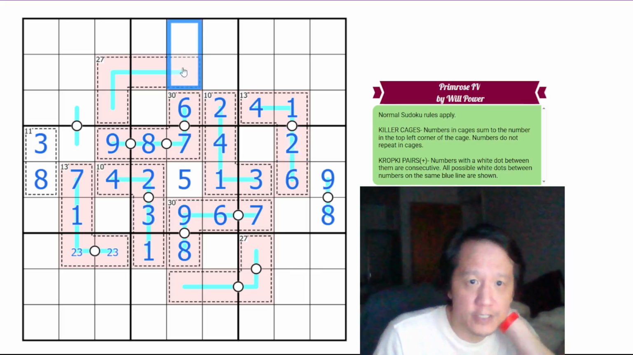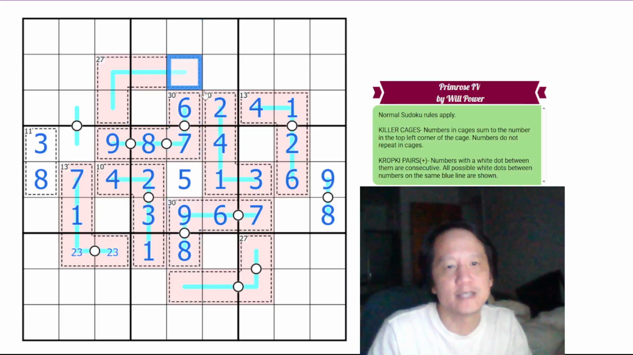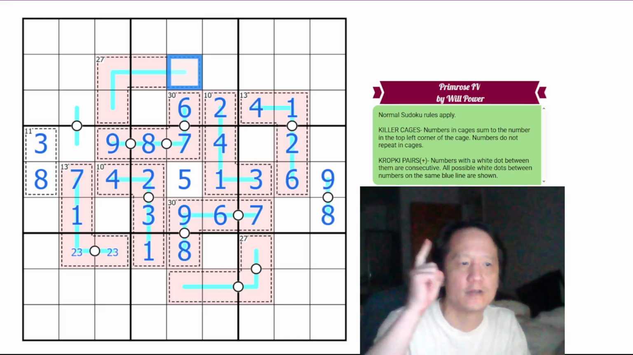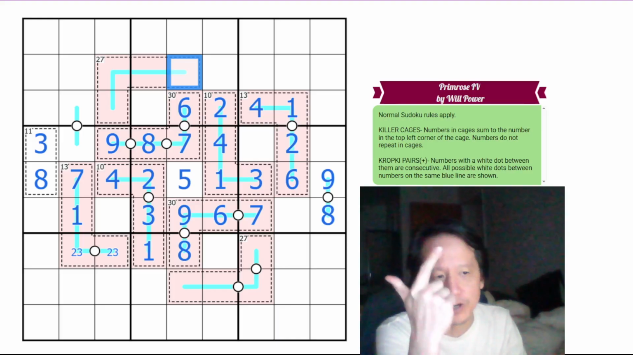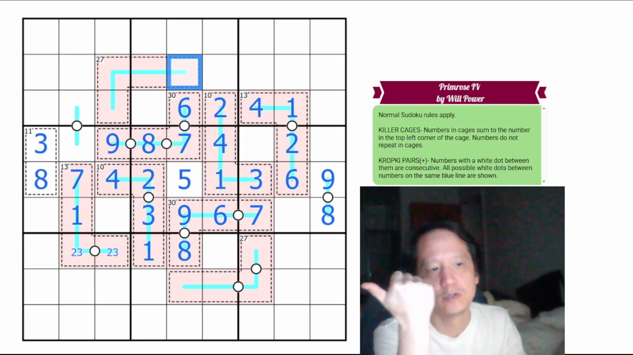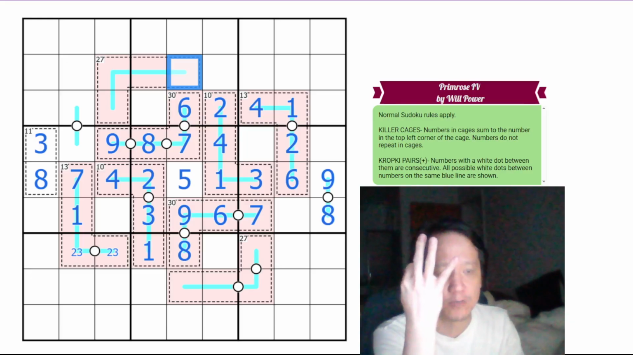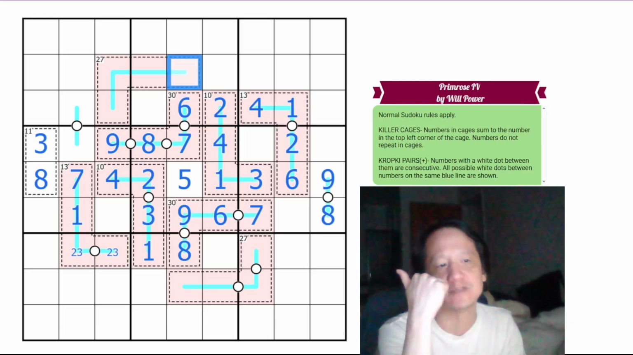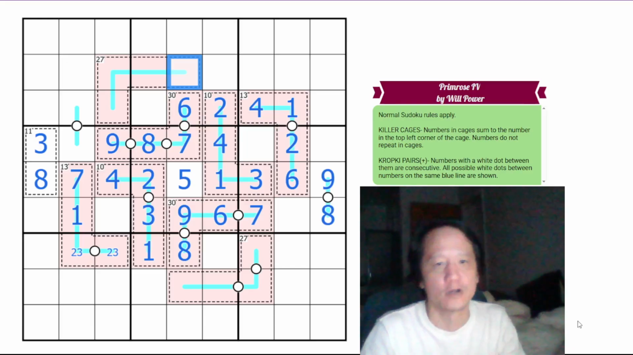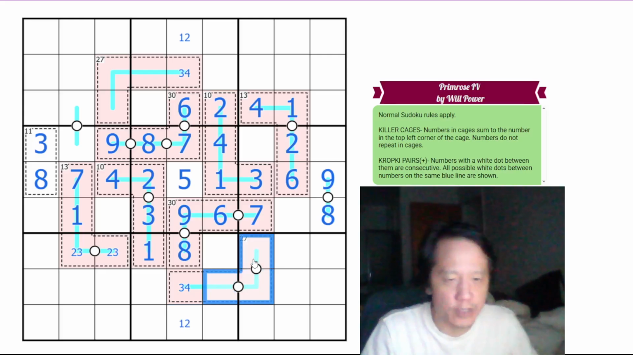Okay, remaining digits in column 5 are 1 through 4. To add up to 27, you cannot have 2 or 1 with any of those digits, right? Because 2 would have to add up with 3 digits adding up to 25, and they have to be unique. Well, that's not possible because the most you could have is 7, 8, 9, which adds up to 24. So this is a 3, 4, 3, 4 pair, which forces this to be 1, 2, 1, 2. These 3 are all consecutive.